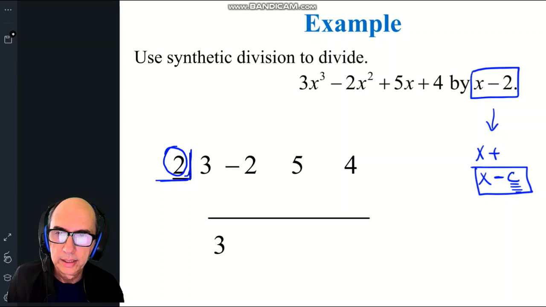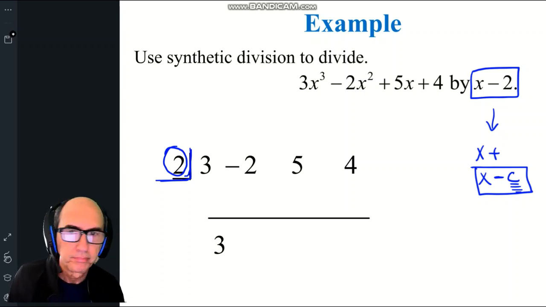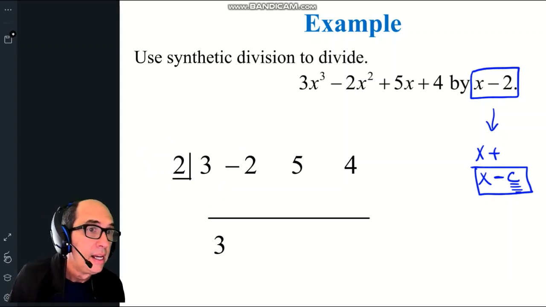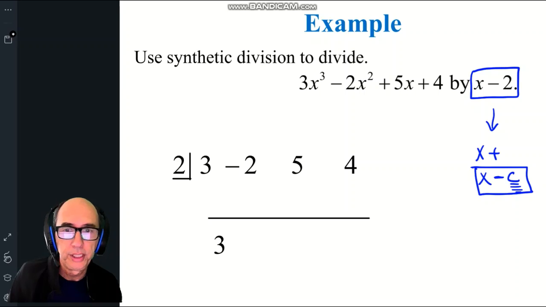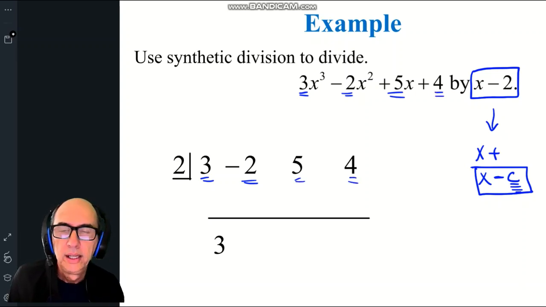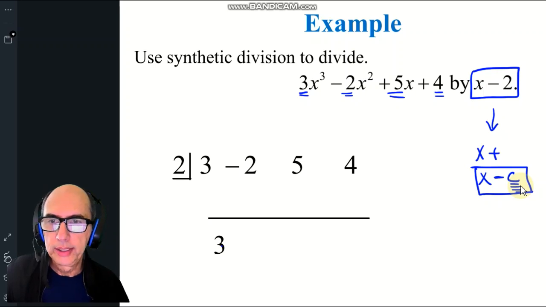Write down in your scratch paper the 2 on the left-hand side. On the right-hand side, you're going to write all the coefficients, even if you have a 0 coefficient, you have to include it as well. So we have 3, negative 2, positive 5, and 4. This method is quite simple.